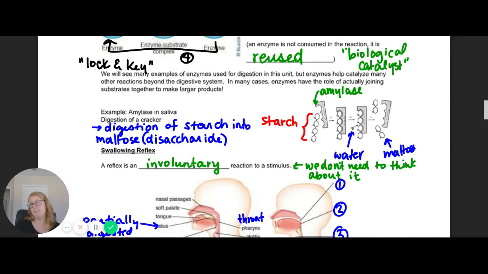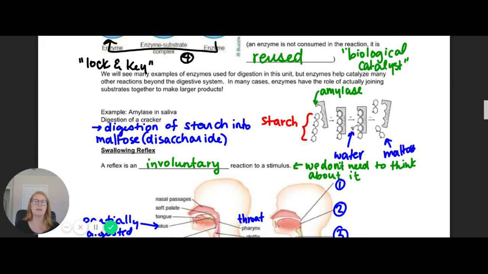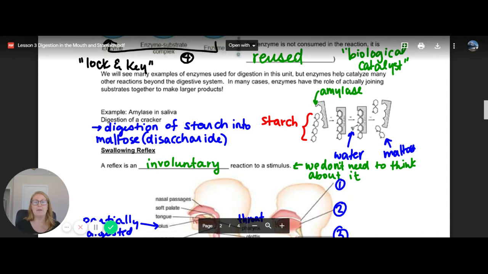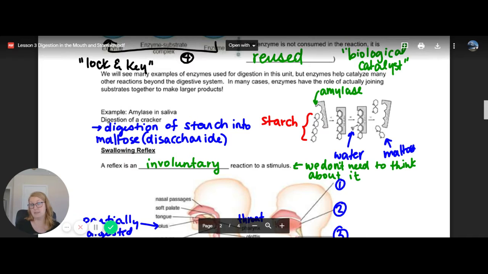So another example, and the one that I was mentioning on the front page, is digestion of starch. So here I have my enzyme of amylase, and again, this is like salivary amylase. You can see a tiny water molecule over here. I mentioned that in the saliva, water is actually helping the reaction to happen. And what we see is this long polymer of starch is actually broken down into these two maltose units.